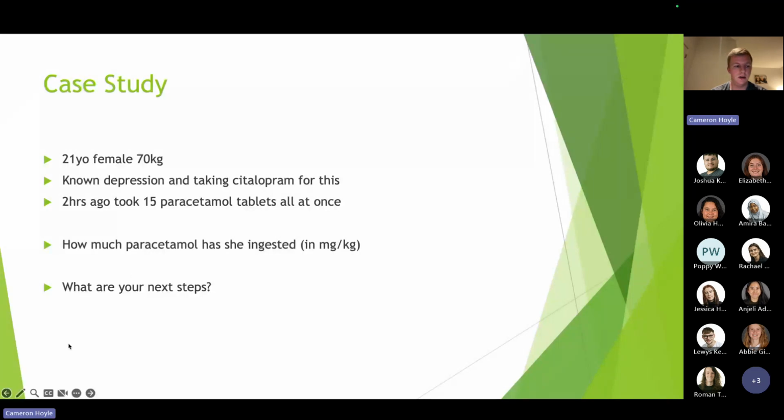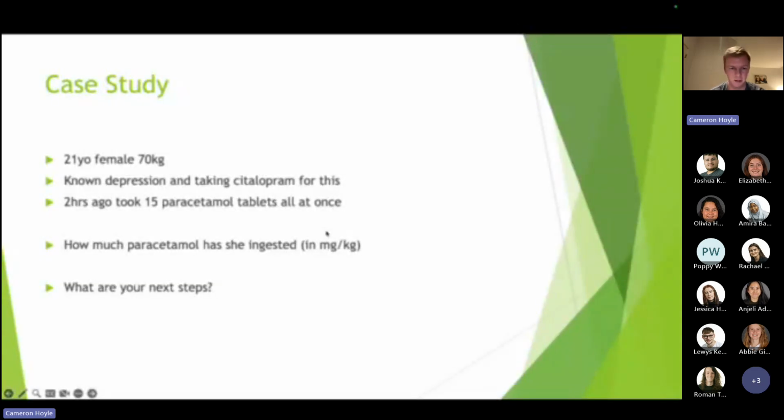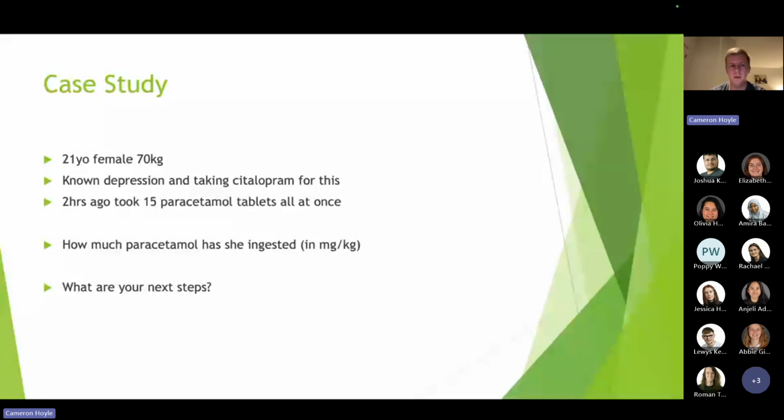So she has ingested 107 milligrams per kilogram. You would times the 500 milligram tablets by 15 and then divide it by 70 to work out how many milligrams per kilogram. So it works out at 107 milligrams per kilogram. Next steps, with paracetamol overdose patients, a couple of questions you need to ask is how much have they taken, which we've established here, and how long ago they've taken them, because that will guide some of your investigation and management.